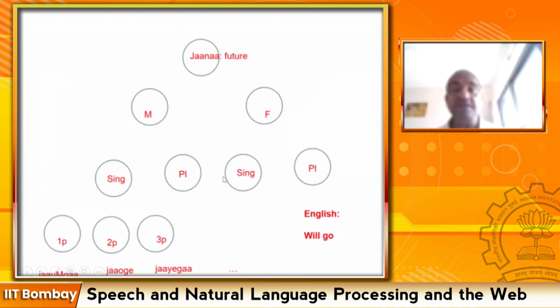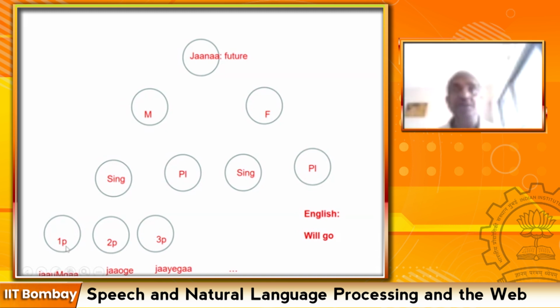And a tree here is relevant. This is called morphology tree. So I'm investigating, let's say, the jana verb for future tense. So first line of division is gender, male, female. Then under each gender, second line of division is number, singular, plural. Under female again, singular, plural. Third line of division is under each number, first person, second person, third person.